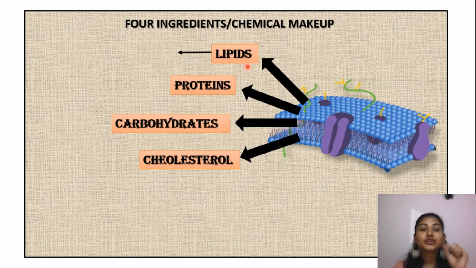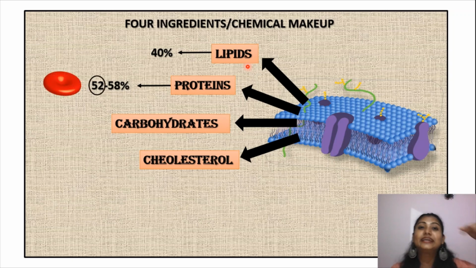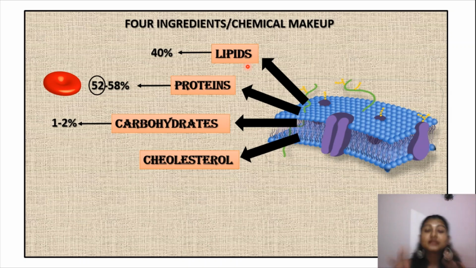So the lipid contributes about 40%, protein contributes around 52 to 58%, whereas 52% of protein is present only in red blood cells. The carbohydrate is present only 1 to 2%. And cholesterol, we will discuss in detail, where it is present and how much.